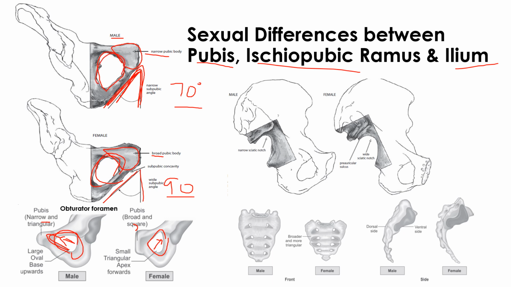Then coming to the sciatic notch, it is narrow in males and broad in females. This is a prominent difference. And one more important point, the preauricular sulcus can be seen. So this is the preauricular sulcus. It is very prominent in females and cannot be seen in males. So these are the basic important differences between these two pelvis structures.